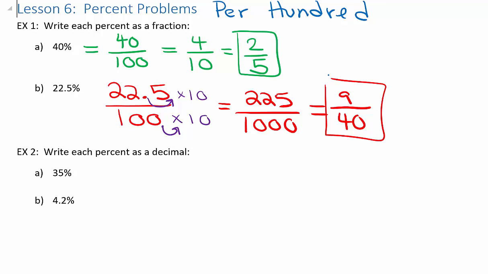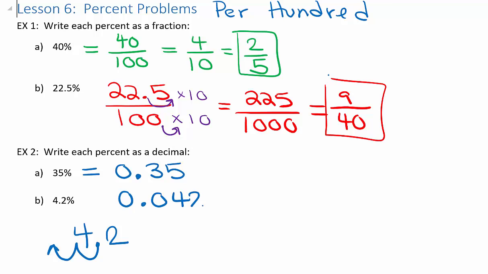Now to change a percent into a decimal, again, that percent still means per 100 or divide by 100. If you divide by 100 and you're working with decimals, that actually takes the decimal and moves it 2 places to the left. So this 35%, if I move the decimal 2 places to the left, I get 0.35. The same concept would work with the 4.2%. I take the decimal, I move it 2 places to the left, and I get 0.042. So to write a percent as a decimal, we just move that decimal 2 places to the left.